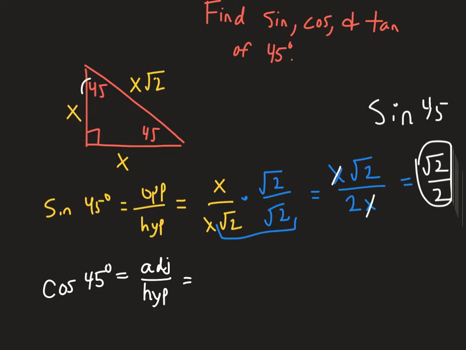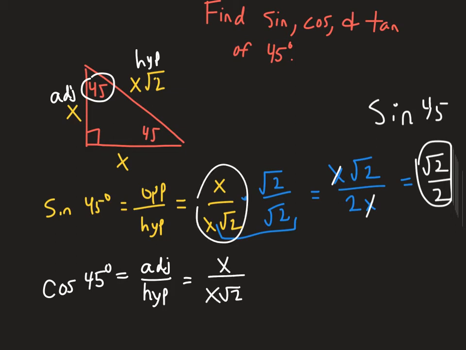Because imagine, let's say you're using that 45-degree angle. Here's your adjacent side. Here's your hypotenuse. So it ends up being, again, the adjacent side, x, over the hypotenuse, x root 2, which is exactly the same thing we had up here. So simplifying in the same steps, you get the square root of 2 over 2 again. So the sine and cosine of 45 are both equal to each other. They're both root 2 over 2.